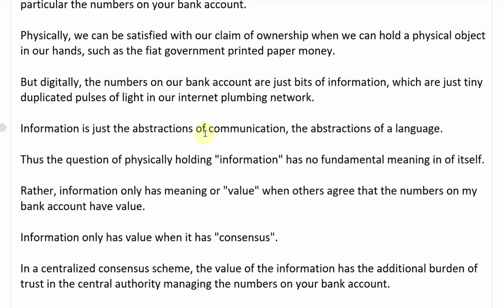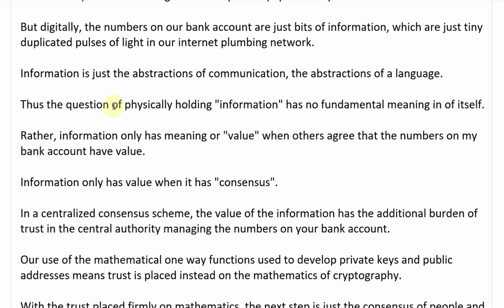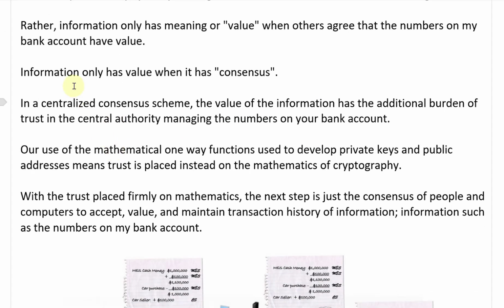Information is just the abstraction of communication, the abstraction of a language. That's all this, quote, information is. Thus, the question of physically holding information has no fundamental meaning in and of itself. Rather, information only has meaning or, quote, value when others agree that the numbers on my bank account have value. Information only has value when it has, quote, consensus. In a centralized consensus scheme, the value of the information has the additional burden of trust in the central authority managing the numbers on your bank account.